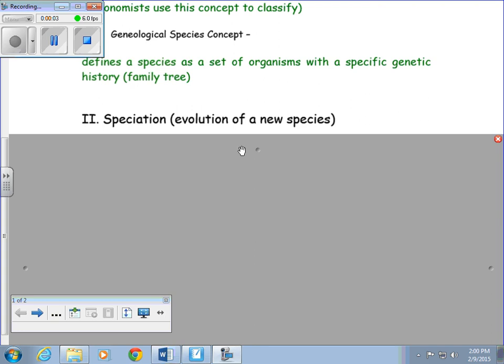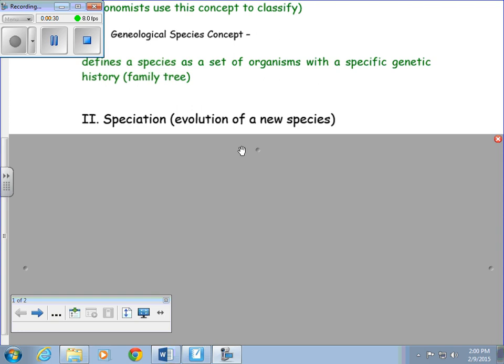We're going to finish up some notes today from chapter 24. Earlier in chapter 24 we talked about how to define what a species is. There was the biological species concept, and the ecological species concept, and there were 5 different species concepts that we went through and defined. Now this part of the chapter is all about how do you get a new species? How does a new species evolve?